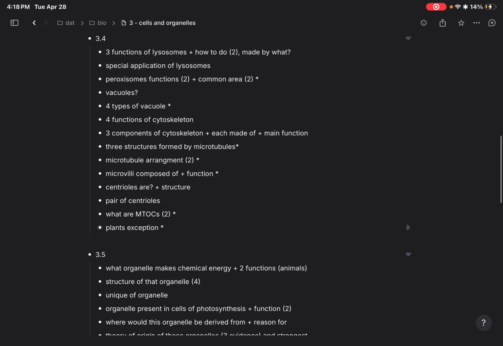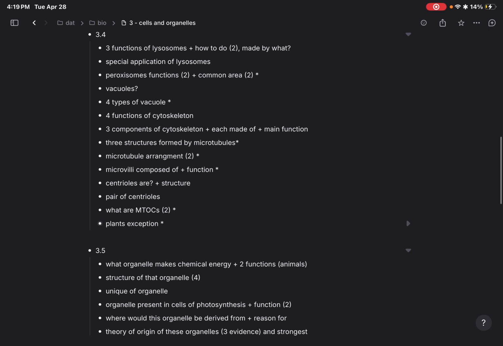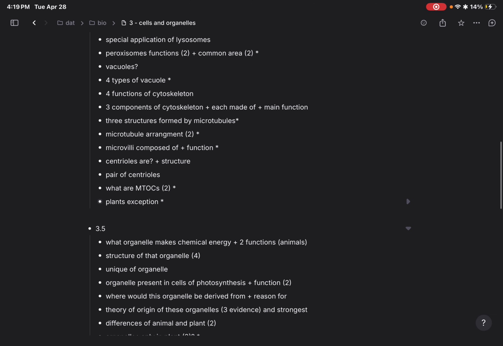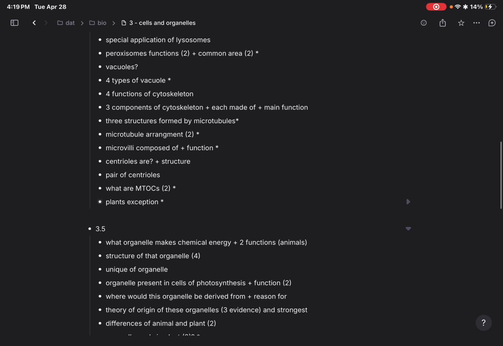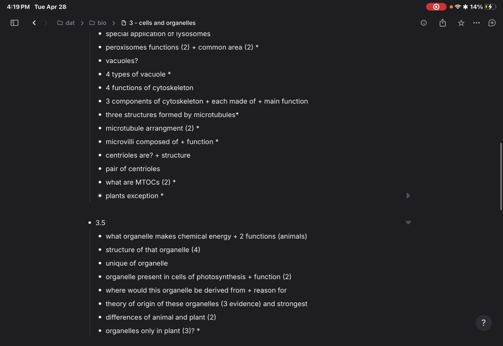Okay, vacuoles, they're just vesicles with a membrane, right? Four types of vacuole. There are food vacuoles, which hold food and bind to lysosomes to digest it. There's the central vacuole, which contains water, with the tonoplast in plant cells. Then there's the contractile vacuole, found in protists, which releases water out of the cell. And there's the transport vacuole, which moves protein between organelles.